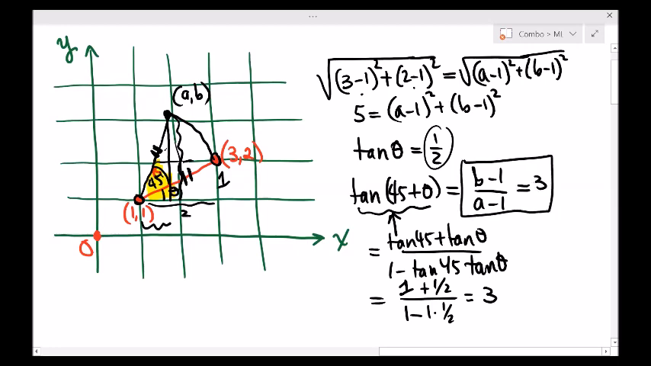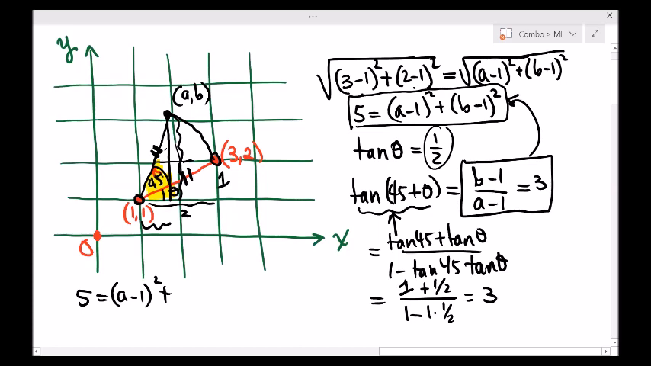So B minus 1 is really 3 times A minus 1. Now we can go ahead and use this system of equations to solve for A and B, right? So for instance, 5 is equal to A minus 1 squared plus B minus 1 squared. We replace B minus 1 with 3 times A minus 1, so that would be 9 times A minus 1 squared. So 5 is equal to 10 times A minus 1 squared.